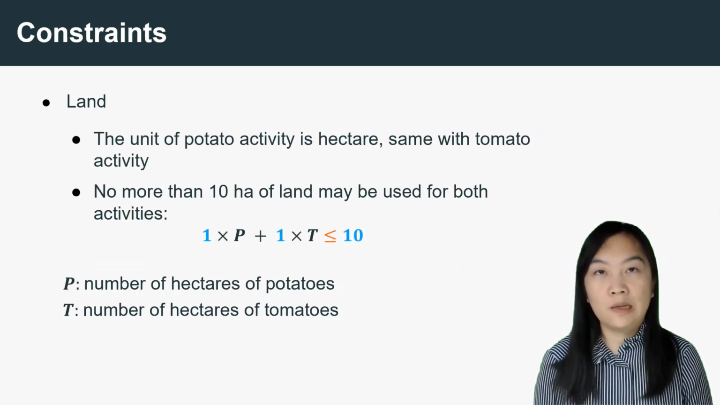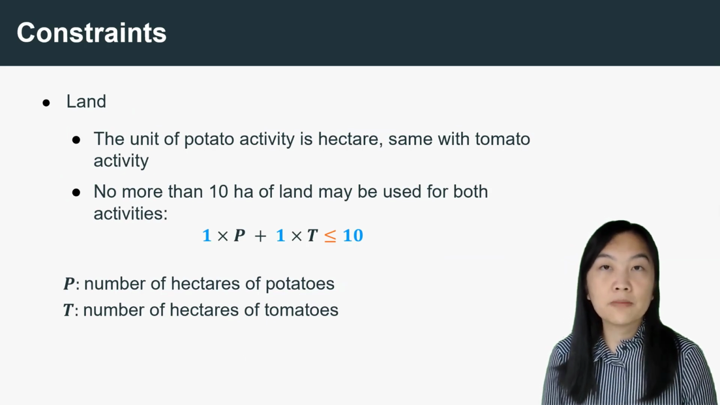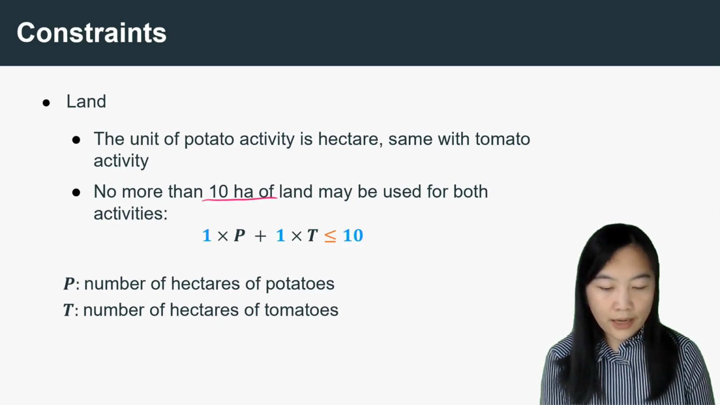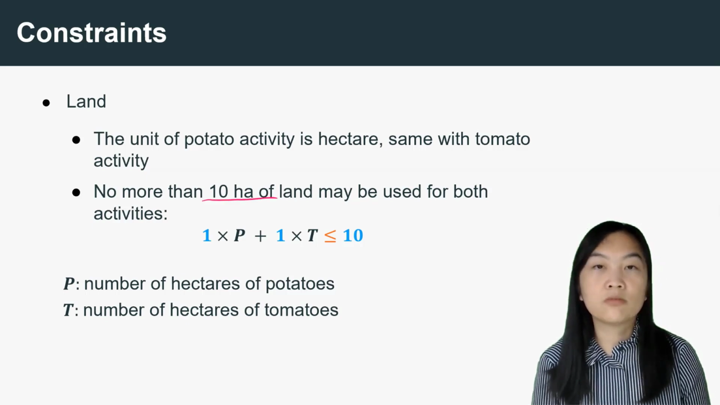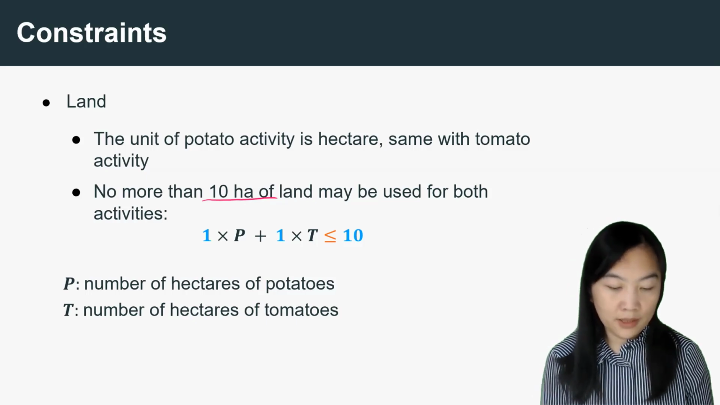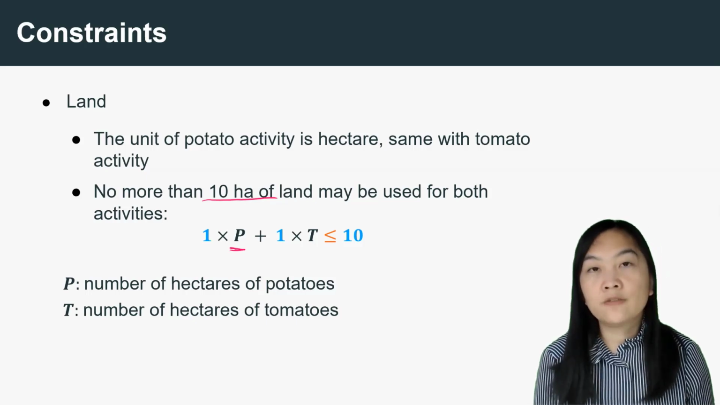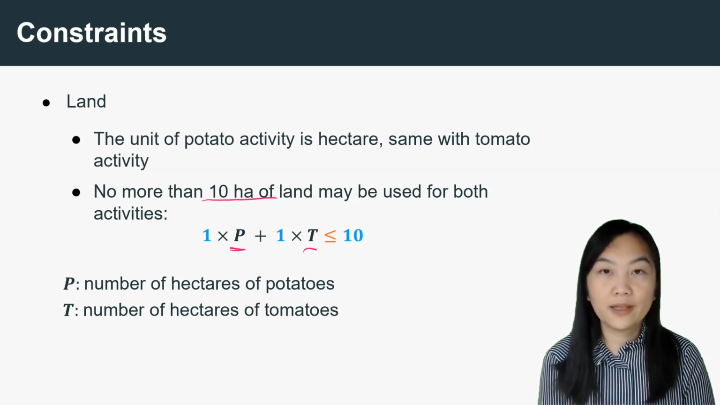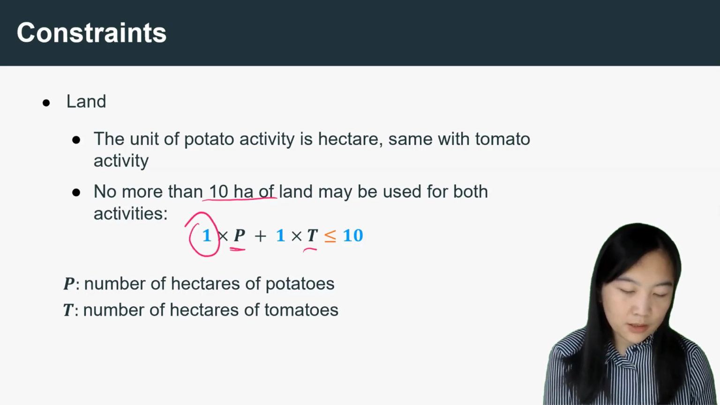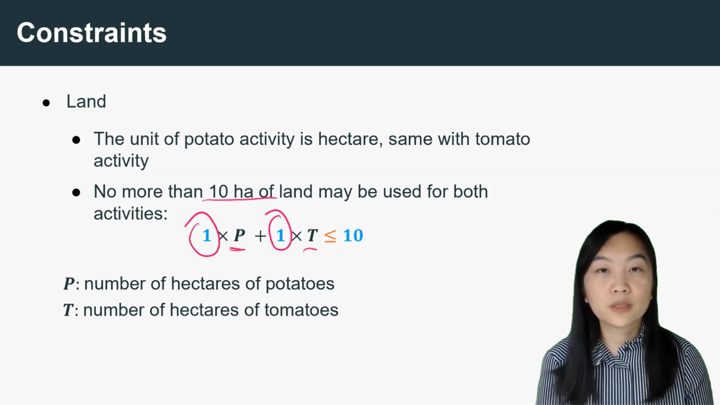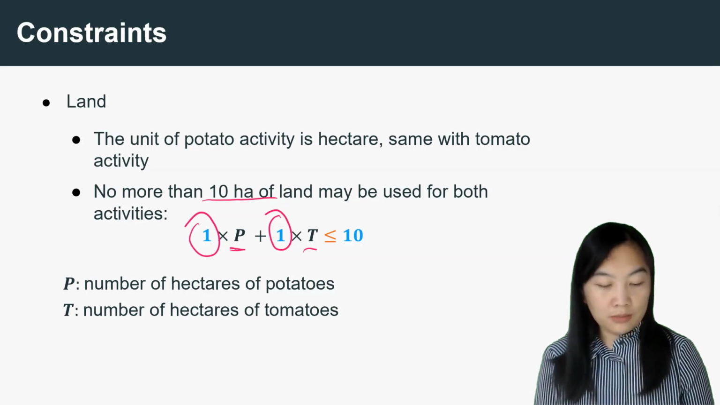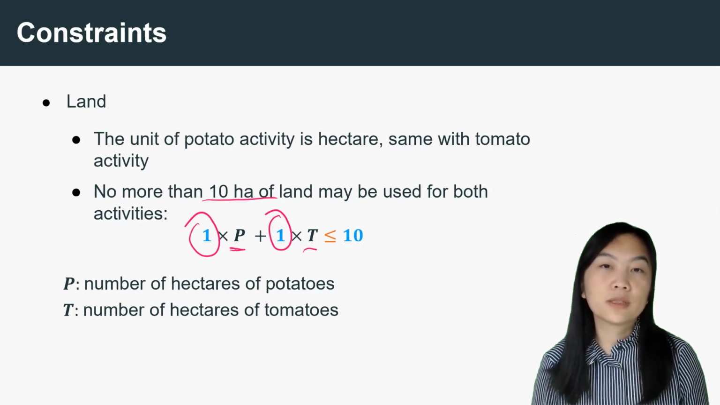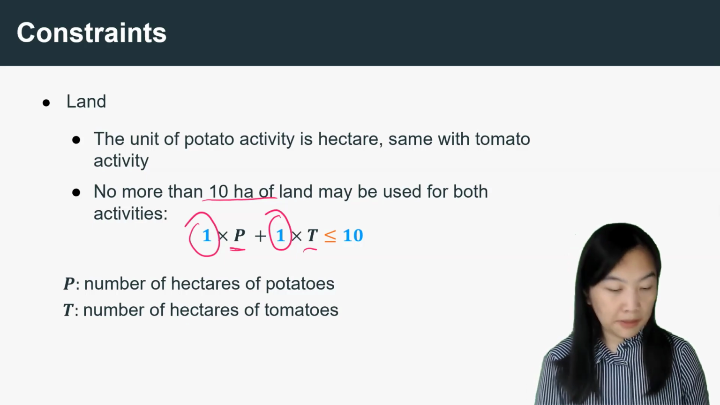First, probably the easiest among the 3 is land. There are 10 hectares of land. So the limitation is that the hectares of potato plus the hectares of tomato, if you sum those 2, has to be less than or equal to 10. The units here are easy. They're both 1. So no more than 10 hectares of land can be used to produce potato and tomatoes.